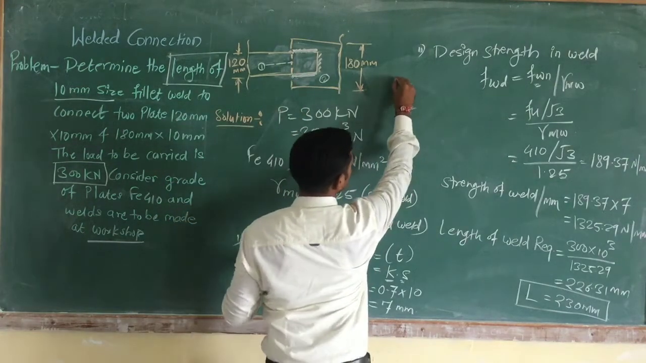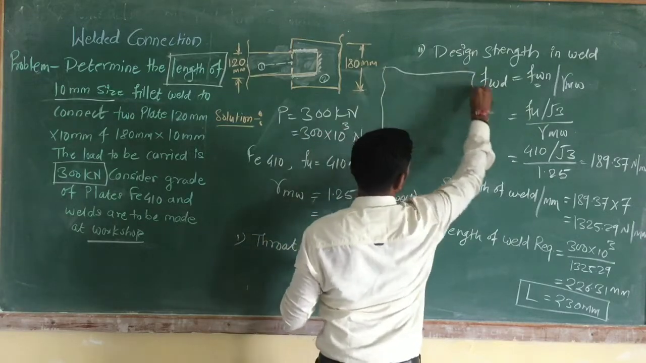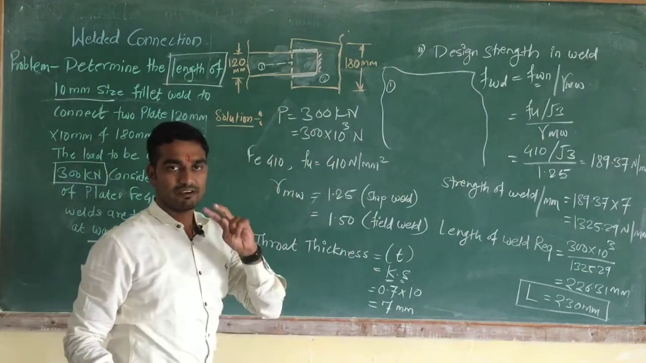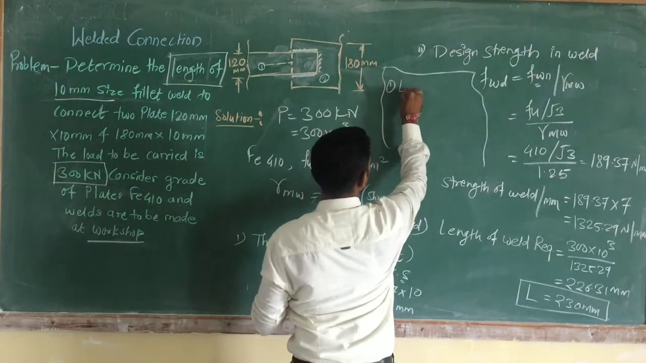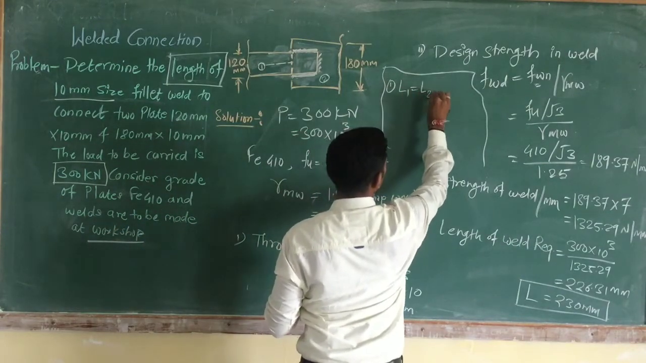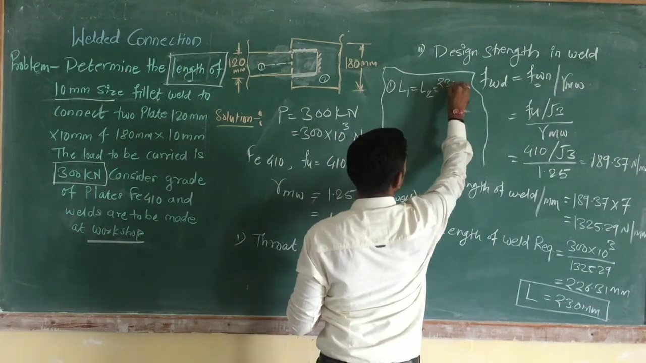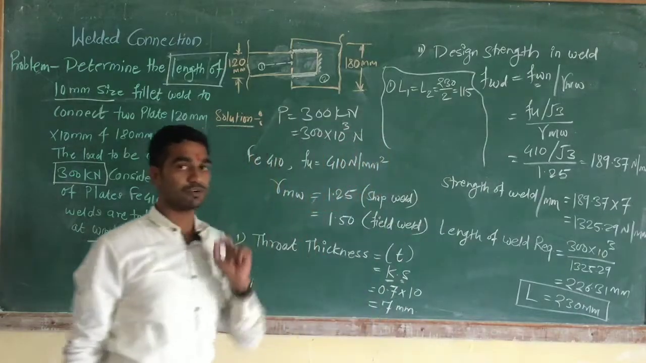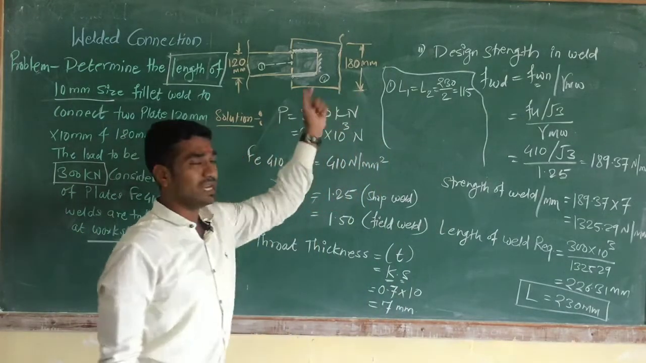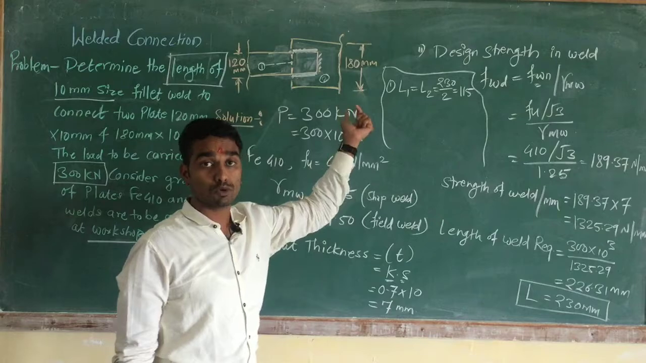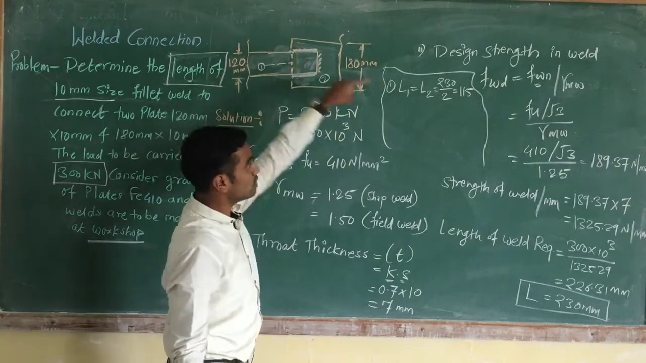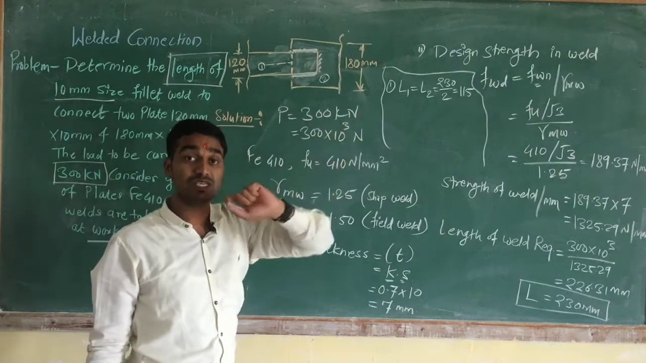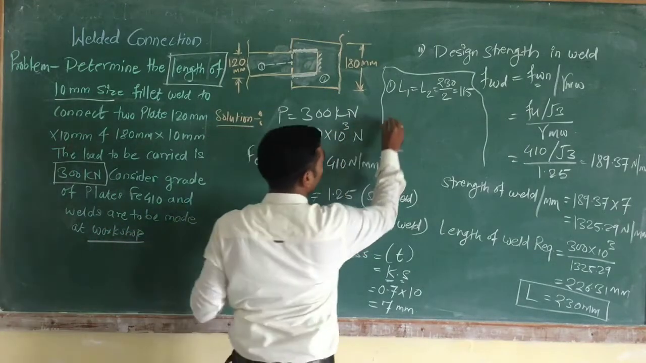Here I can write, first case: L1 = L2 = 230 divided by 2, which is equal to 115. This is the first case. Equally we have to provide along both the sides. Here L1 = 115, here L2 = 115. This is case 1. Now what happens in case 2?